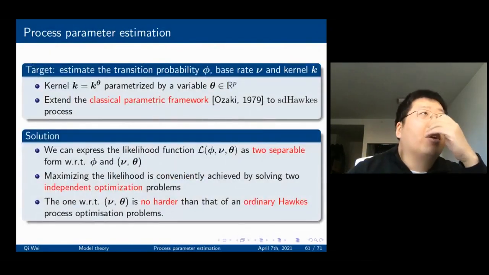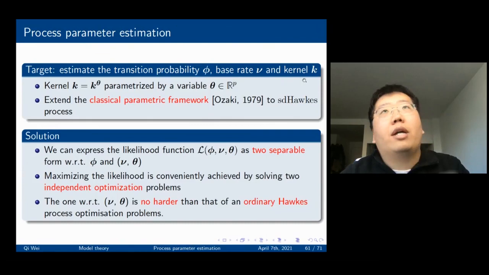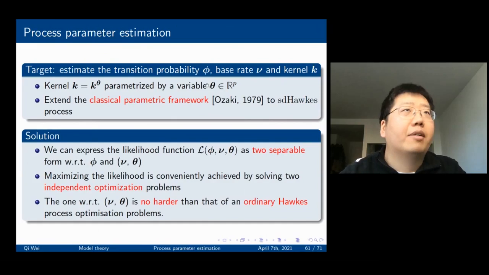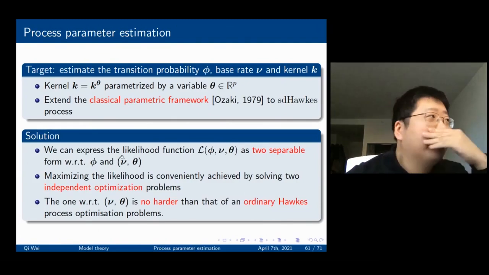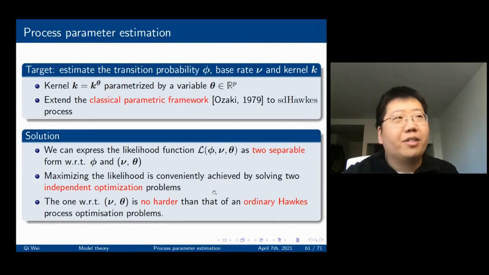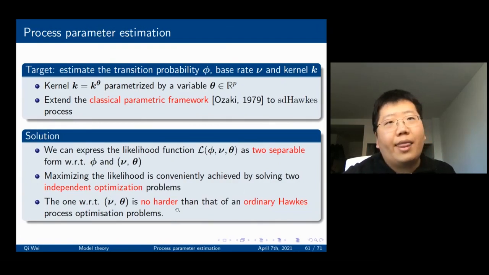The target is that we want to estimate the transition probability phi and the base rates and the kernels jointly, right? The kernel including the alpha and beta I mentioned. The solution is quite comfortable. In fact, we can express the likelihood in a separable form with respect to phi and nu and theta, and maximizing the likelihood can conveniently be achieved by solving two independent optimization problems. The one with respect to nu and theta, the point process parameters, is no harder than that of ordinary Hawkes process optimization problems.